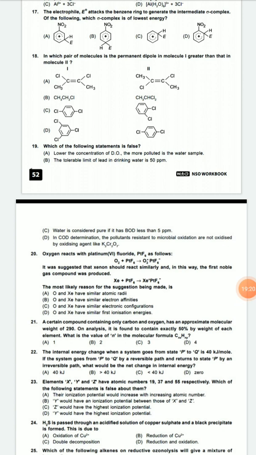Question number 20. Oxygen reacts with platinum hexafluoride, PtF6, as follows: O2 plus PtF6 gives O2 plus PtF6 minus. It was suggested that xenon should react similarly, and in this way the first noble gas compound was produced. So we need to know that xenon reacts similarly to oxygen. So it will be Xe plus PtF6 gives Xe plus PtF6 minus. The most likely reason for the suggestion being made here is option A.